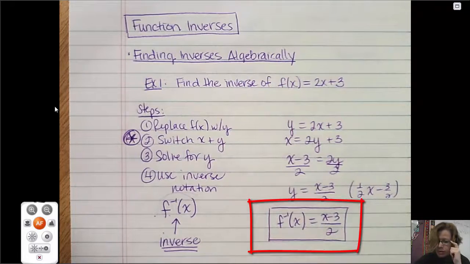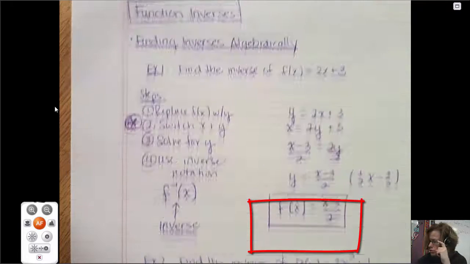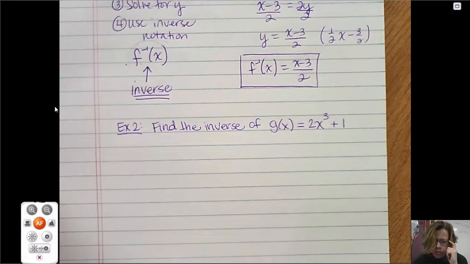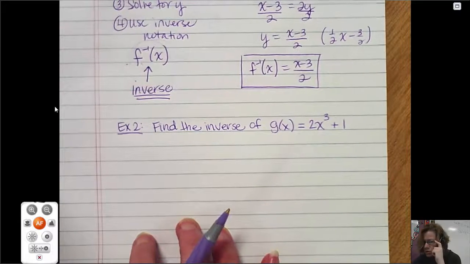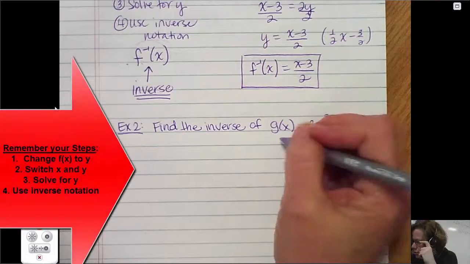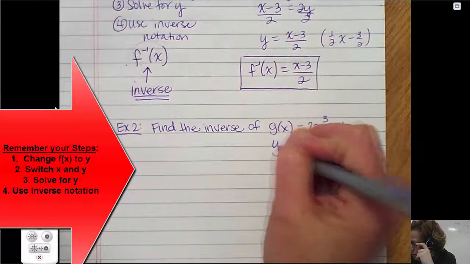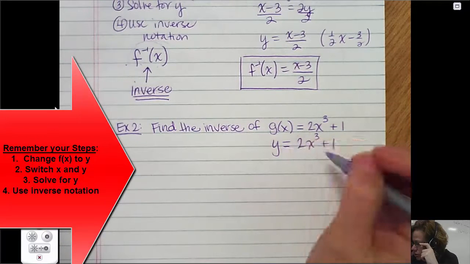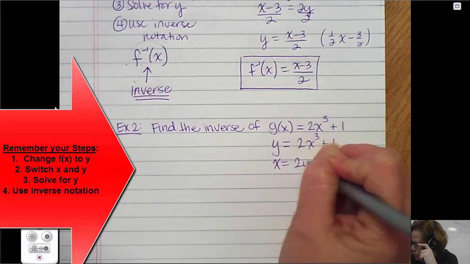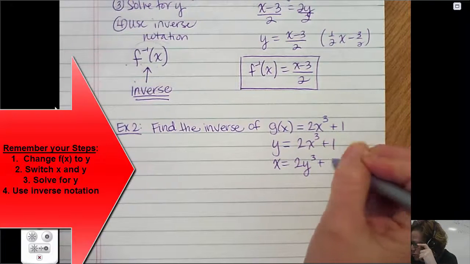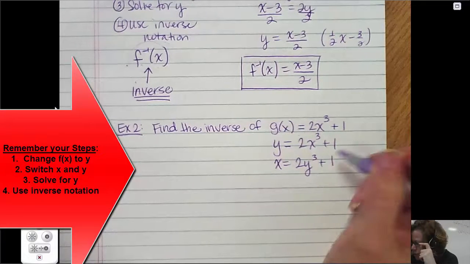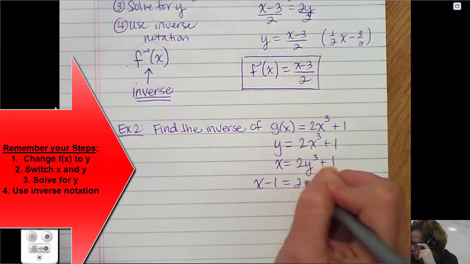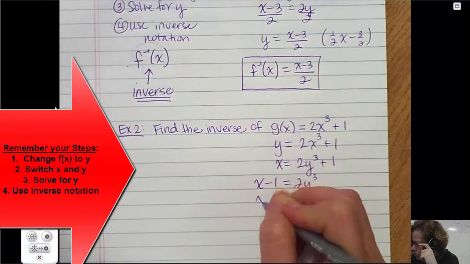And that is how it works. So let's just practice a couple. For exercise 2, we want to find the inverse of g of x equals 2x cubed plus 1. So again, we'll replace g of x with y, so we have y equals 2x cubed plus 1. We'll switch x and y, that critical step of finding an inverse. So x equals 2y cubed plus 1. And then we need to get y alone. First I'll subtract 1. I'll divide through by 2.